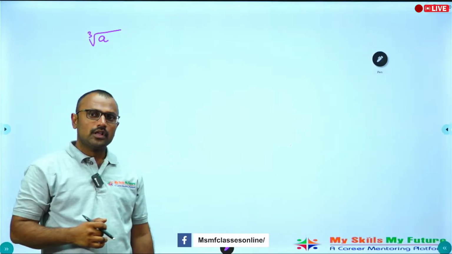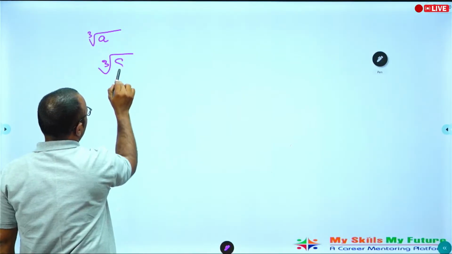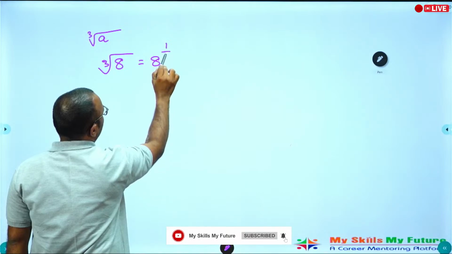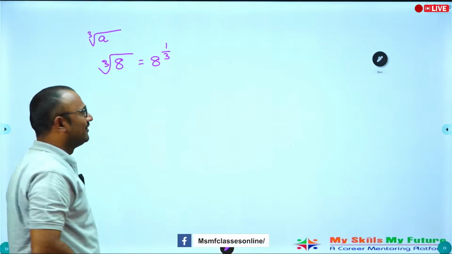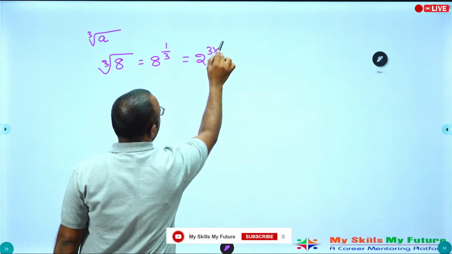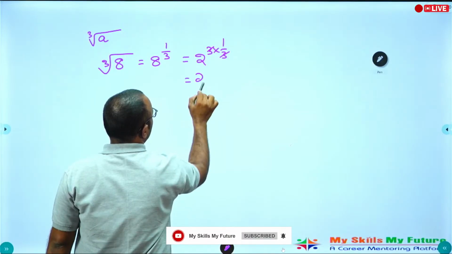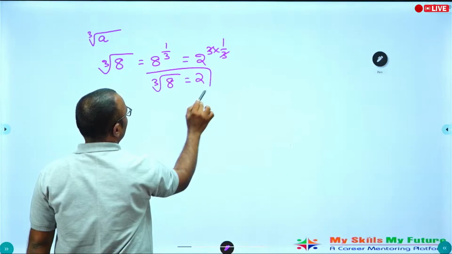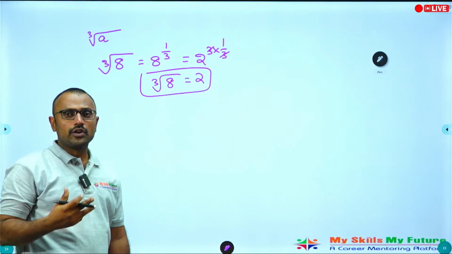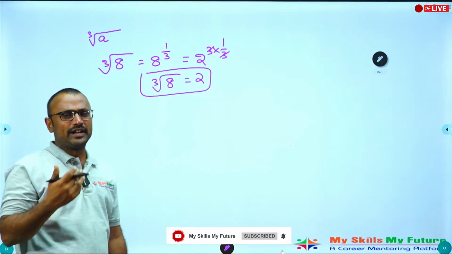So what is a cube root? What is the cube root of 8? The cube root of 8 means 8 to the power 1 by 3. 8 is nothing but 2 cube, so 2 power 3 into 1 by 3. The 3s get cancelled, giving 2. So the cube root of 8 is equal to 2. We know the cube directly, 2 cube is 8, and we can say directly the cube root of 8 is equal to 2. Up to 10 we didn't bother about it.